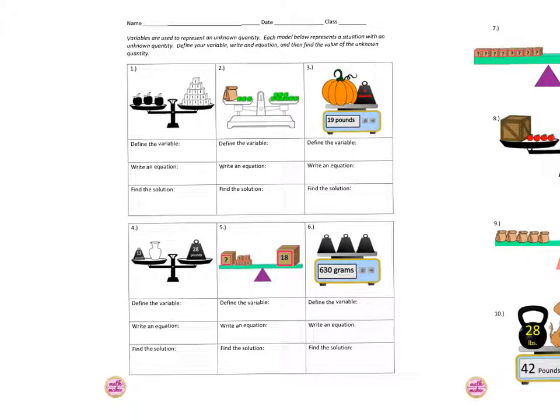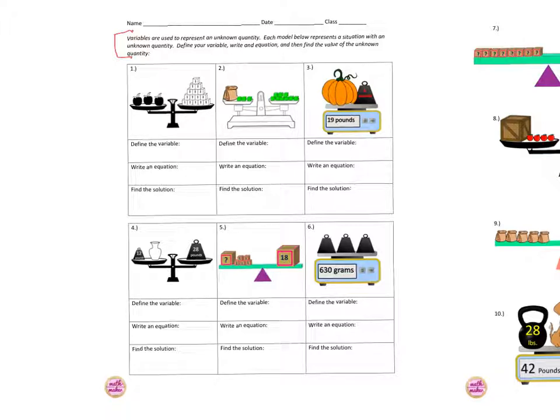Alright, so today we are going to learn how to write and solve one-step equations from a visual model. I'm reading from the top here. Variables are used to represent an unknown quantity. Each model below represents a situation with an unknown quantity. Define your variable, write an equation, and then find the value of the unknown quantity.